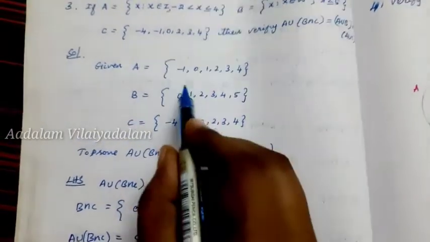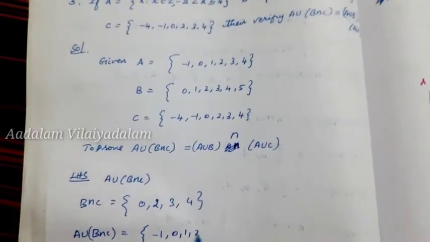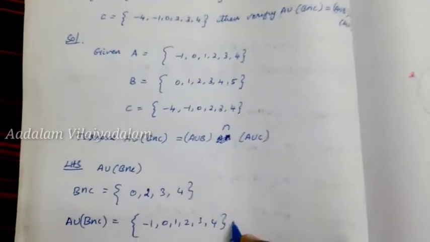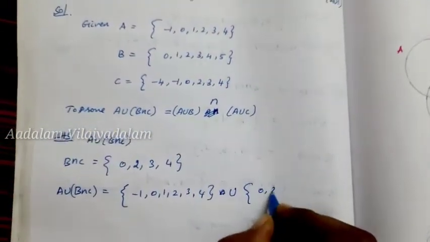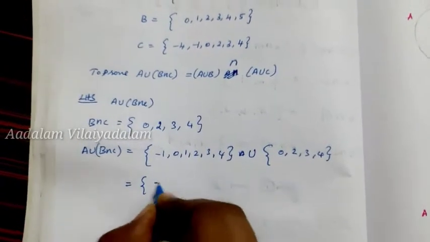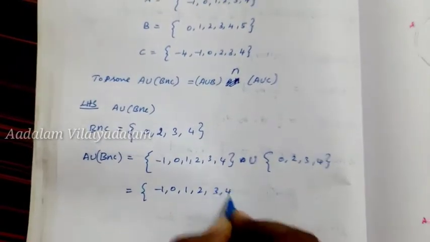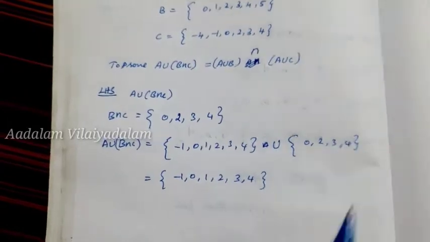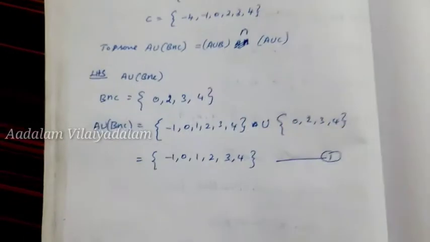Now we shall find A union B intersection C. So what is A and B intersection C? A is minus 1, 0, 1, 2, 3, 4. We need to find the union with B intersection C, 0, 2, 3, 4. Now join all the elements for the union without repetition. That is minus 1, 0, 1, 2, 3, 4. So this is A union B intersection C. Take it as equation 1.